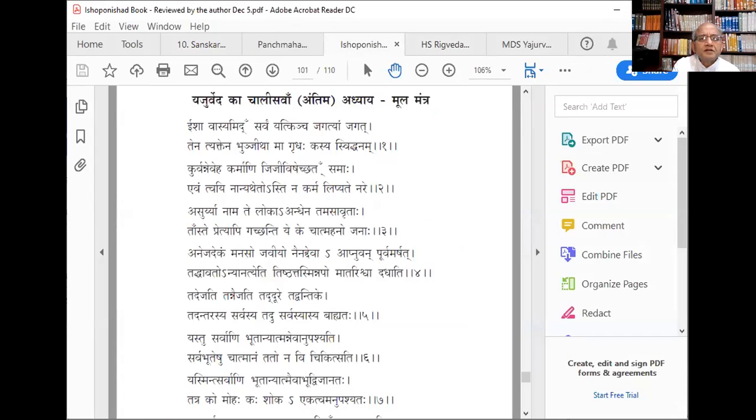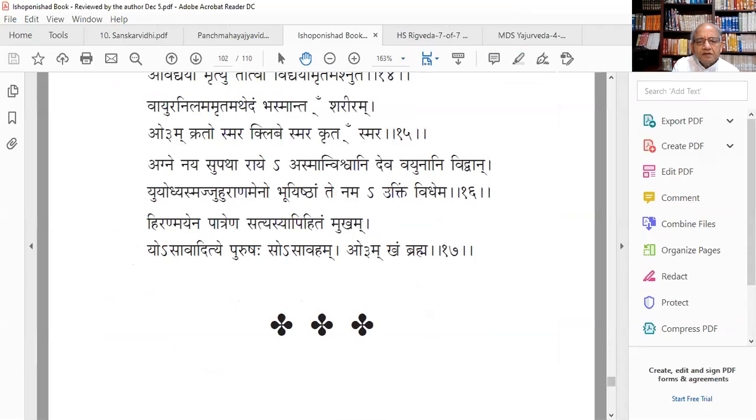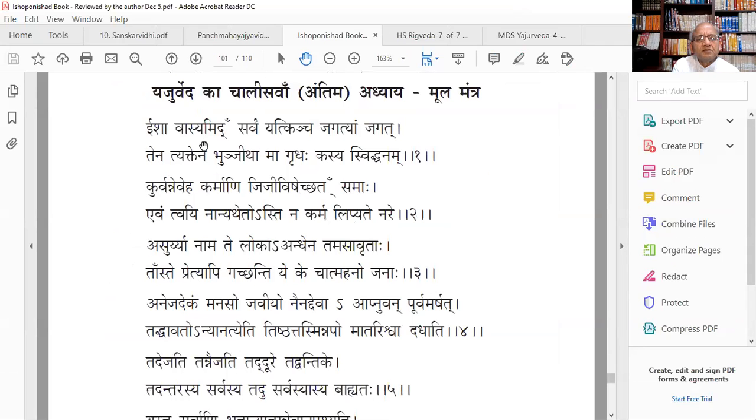This is the Yajurveda 40th chapter. It has in total 17 mantras. The 16th is the one we discussed last week, Om Agne Naya Supatharaye. And the first one is Ishavasyam idam sarvam yat kincha jagatyam jagat. Hence, Ishopanishad derives its name from its first word, Isha.